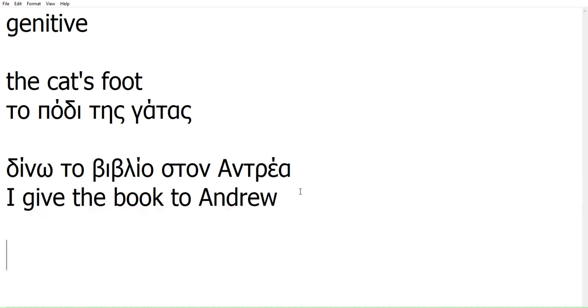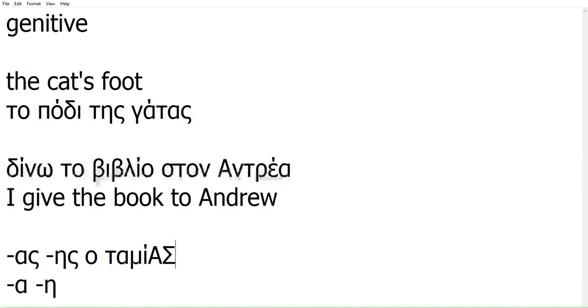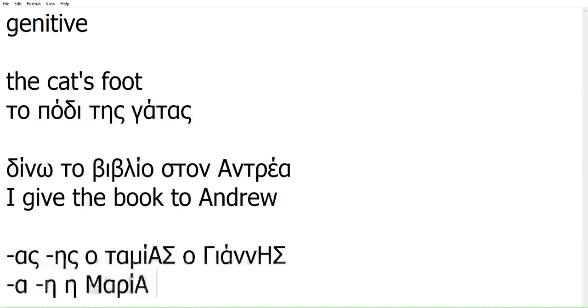Genitives in Greek are masculine nouns in as and is, and feminine nouns in a and e. And basically what happens here is the one takes the endings of the other. So just to explain this, let's give some examples. So look here, o Tamias, you see the ending is as, yeah? Or o Yannis, that's a name, o Yannis. And then we'll have two feminine words, η Maria, η πηγή.